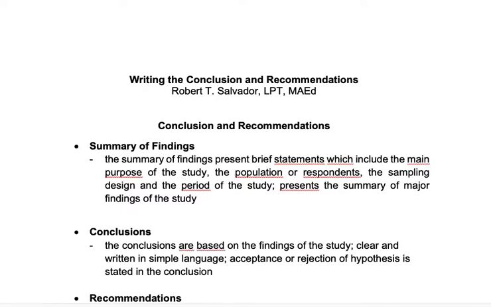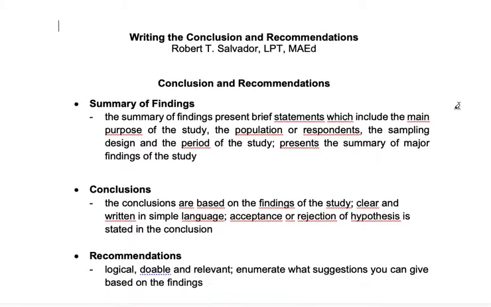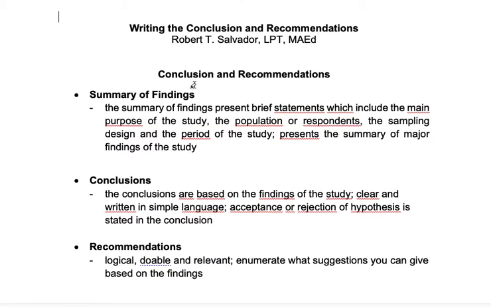You are now on the last part of the research paper, the conclusions and recommendations. This afternoon, our main objective is to find out how to effectively write the parts of conclusions and recommendations. But first things first, we are to know what are the sections under conclusion and recommendations. So we have the following. Number one is the summary of findings.